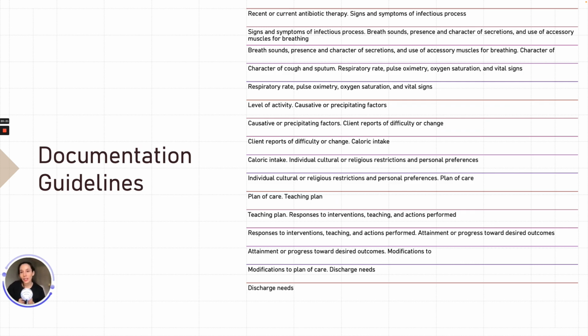And our documentation guidelines will include recent or current antibiotic therapy, signs and symptoms of infection, breath sounds, presence and character of secretions, use of accessory muscle breathing, the characteristics of cough and sputum, respiratory rate, pulse ox, O2 sat, vital signs, level of activity, causative and precipitating factors, any reports of difficulty or changes with these, calorie intake, individual cultural and religious restrictions, plan of care, teaching plan, responses to interventions, teaching and actions performed, attainment of progress towards desired outcomes, and modifications to plan of care and discharge needs.